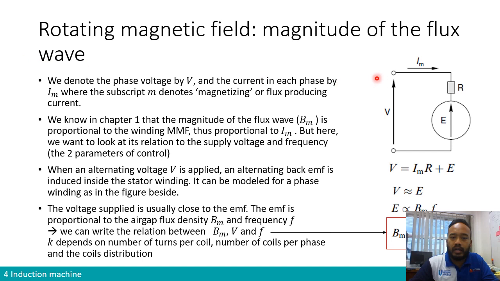So if we call the voltage per phase as voltage V, and the current that's passing through it as the current IM.